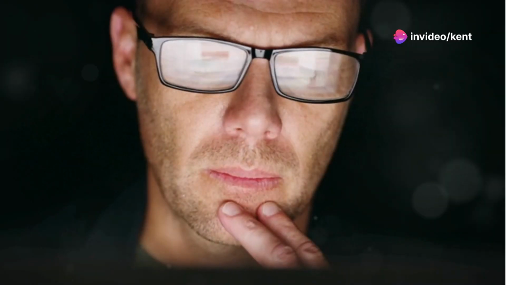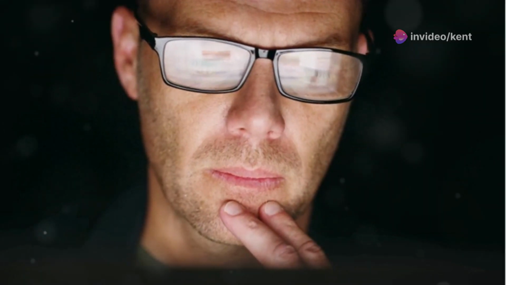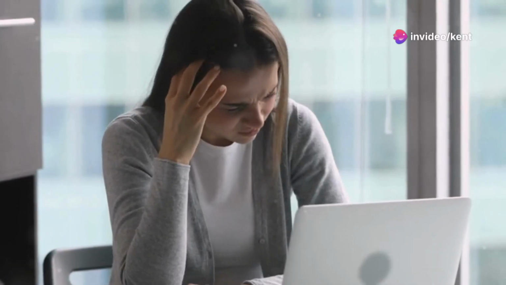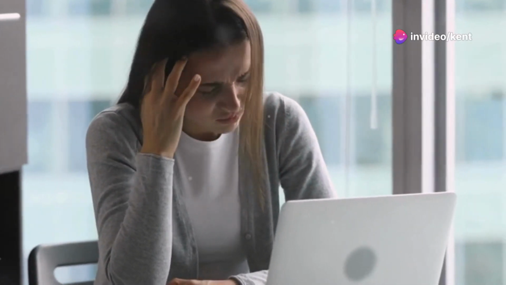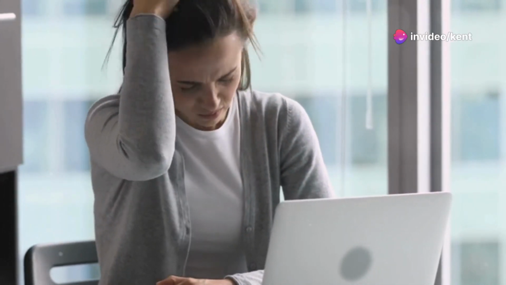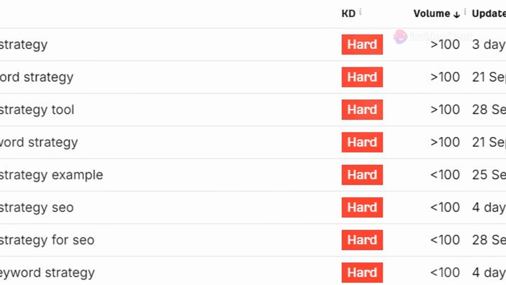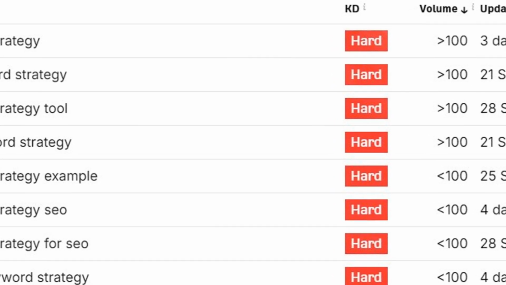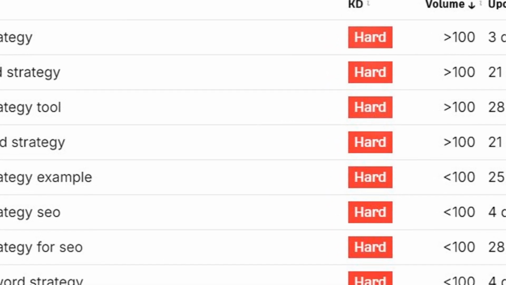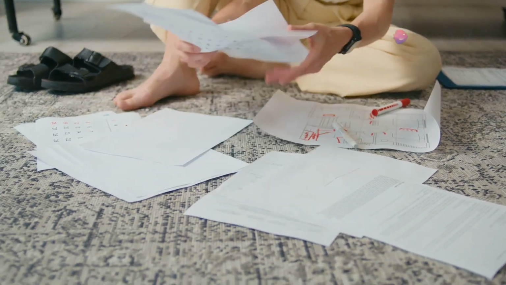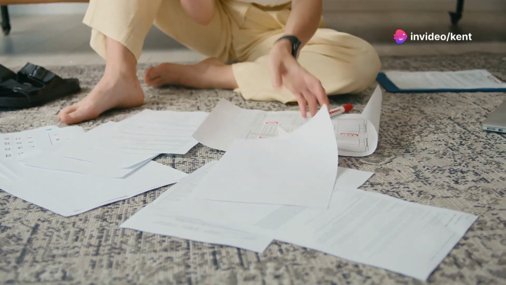One of the biggest struggles marketers face when trying to find the right keywords for their Clickbank products is just getting started. They don't know where to begin or what tools to use, so they end up wasting hours searching for keywords that might not even be relevant to their product. Another common struggle is identifying keywords that have high demand but low competition. It's like finding a needle in a haystack, and it can be incredibly frustrating.